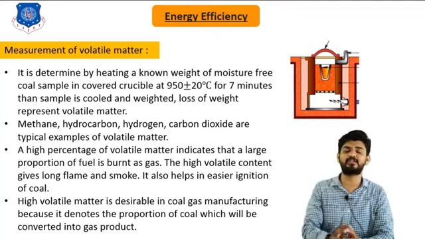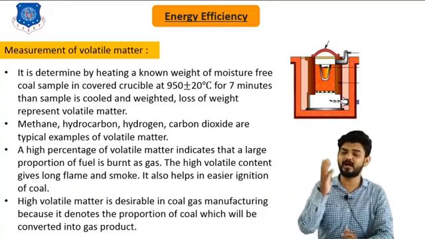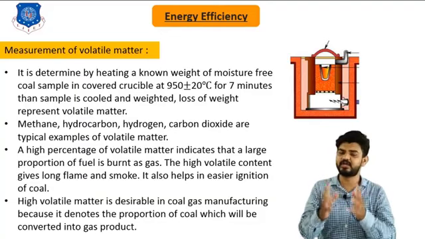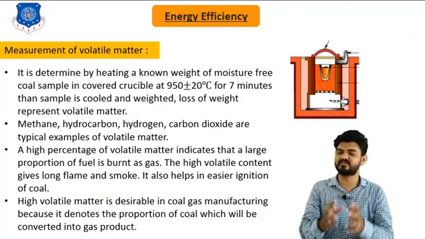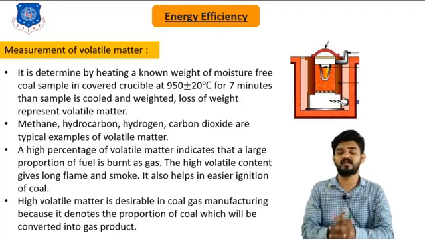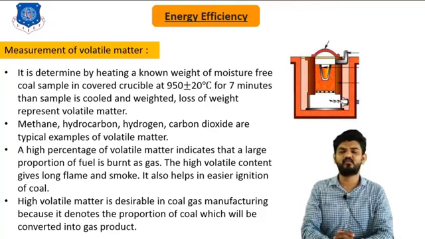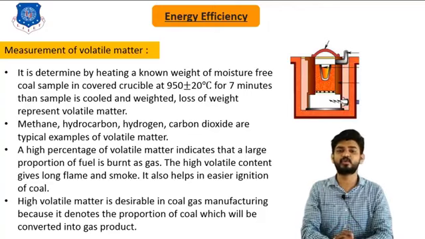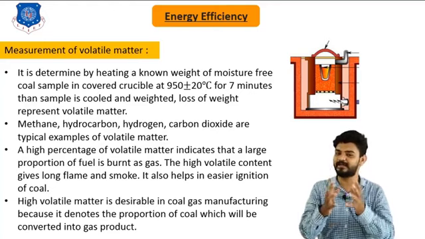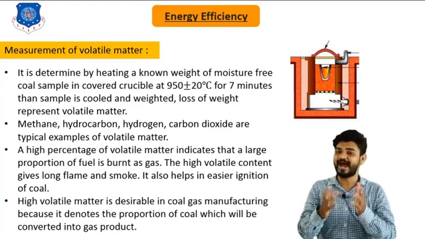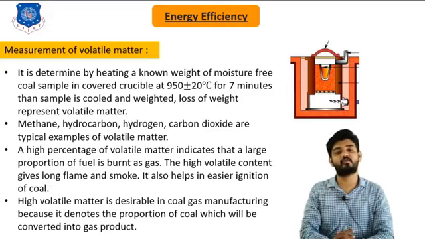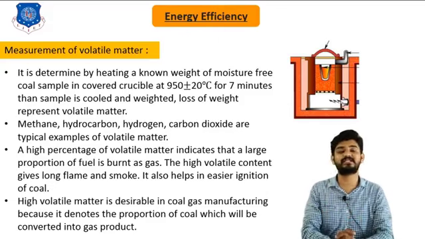Here in the image on the top of the screen, you can see a cup type of arrangement, which is nothing but the crucible. It is placed inside the furnace where we can achieve such a high temperature, and we allow all the volatile matter to escape. Now we weigh the sample one more time so that we get an idea of how much weight is lost as volatile matter. Methane, hydrocarbon, hydrogen, and carbon dioxide are typical examples of volatile matter or volatile gas present in the coal.